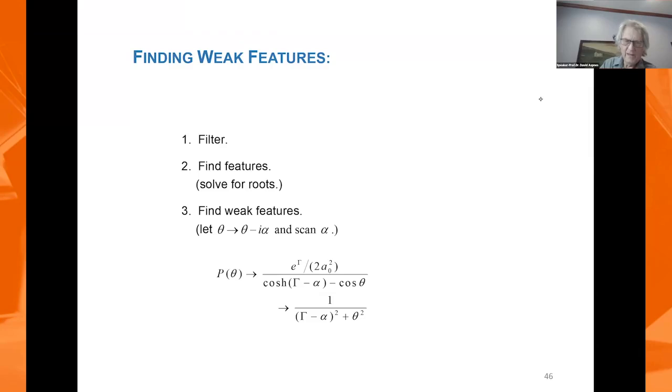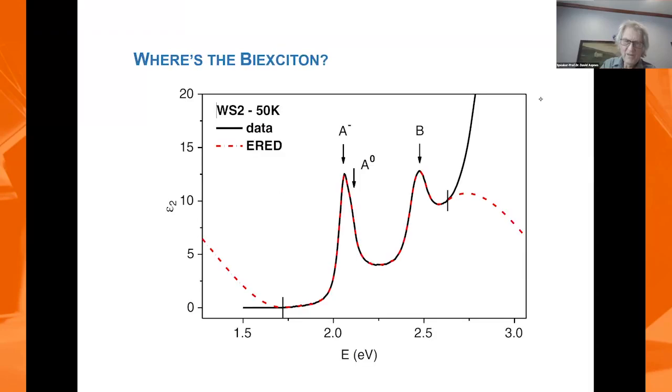You can replace the theta variable that you're looking at with theta minus i alpha. That shows up in your cosh function down here, and the equation second from the bottom. Notice what's happened when I go through this. What I have done is provided an opportunity for reducing the broadening parameter, okay? And what can we do with that? Well, we can do things like this. We're going to try to find a biexciton in this.